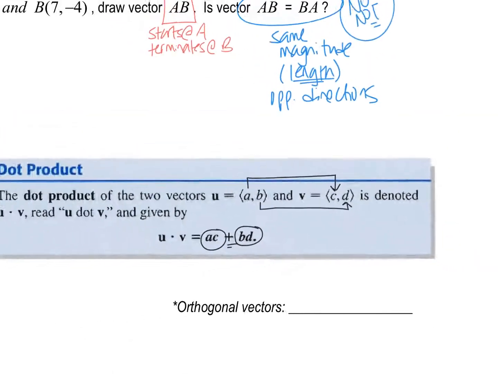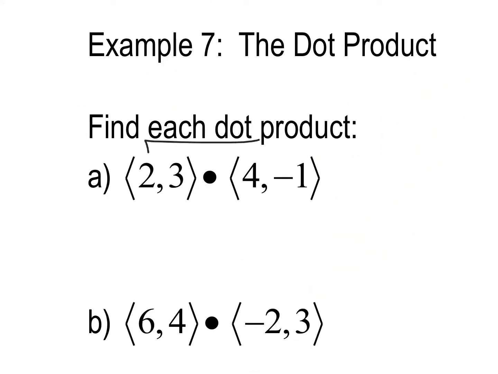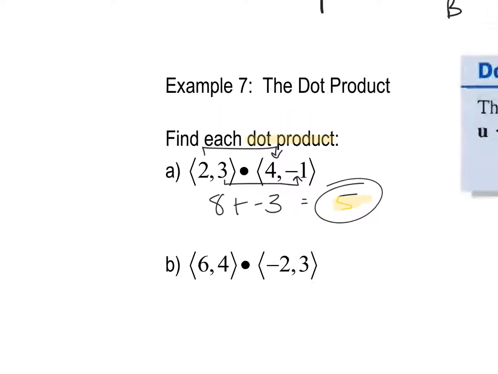Okay, so really, really simple. It's kind of like a weird distribution type of thing, but 2 times 4 is 8, and 3 times -1 is -3, and when I add those together, I get 5. In this case, the dot product is 5. So it's like a numerical value, okay? It's not like another vector or anything like that.